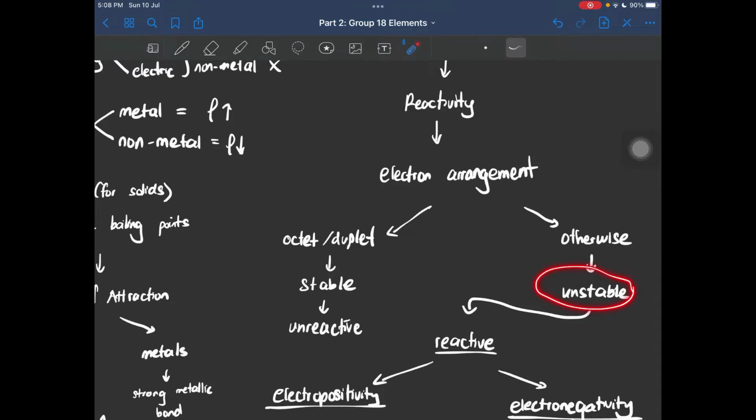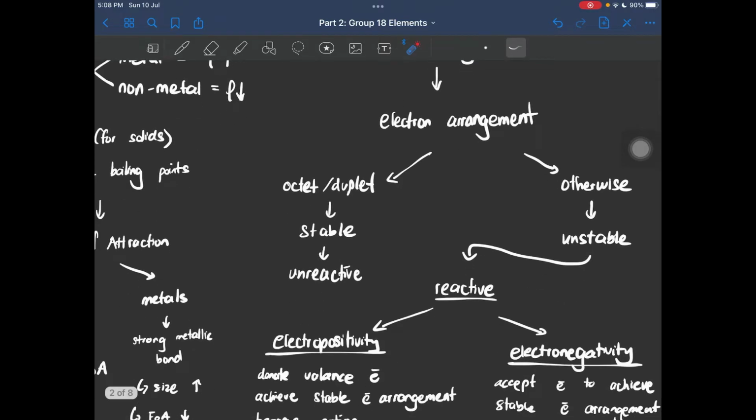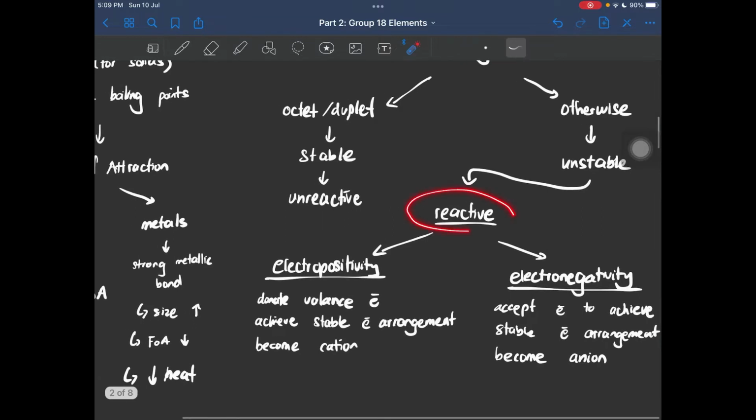If it is unstable, it wants to be stable. It wants to achieve stable electron arrangement, either octet or duplet. Therefore, it has to receive or release electrons, right? So in order to receive or release electrons, it has to react with other substances. Therefore, it makes it reactive.